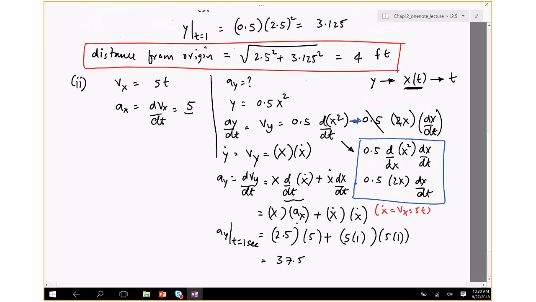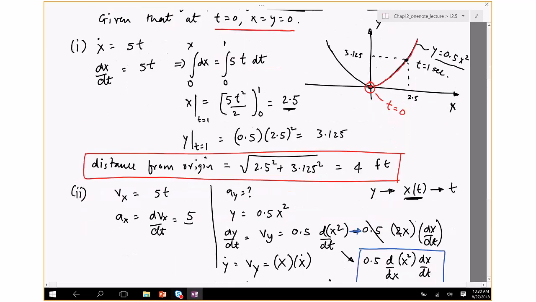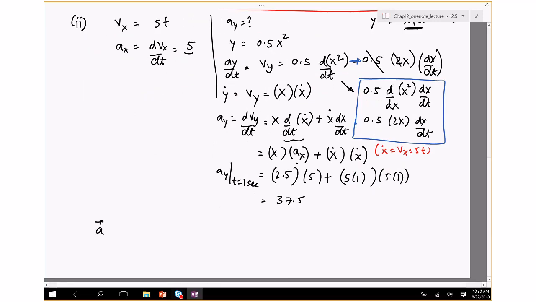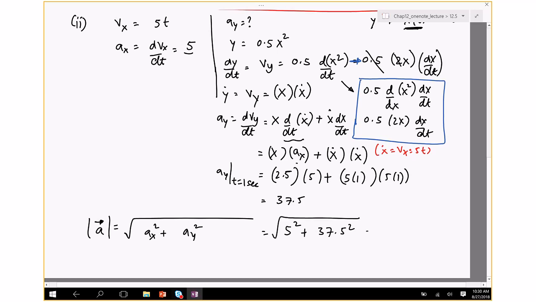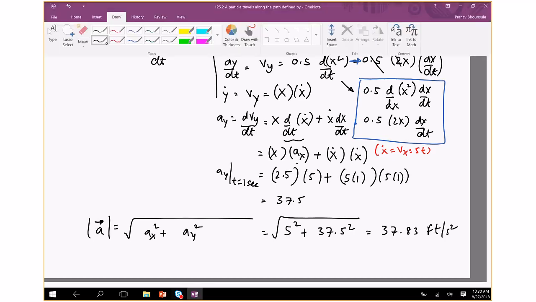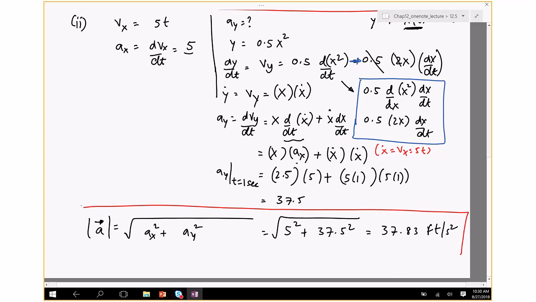Okay, so we were asked to find the magnitude of acceleration. So the last step is to find the magnitude, which is equal to the square root of ax square plus ay square, which is 5 square plus 37.5 square, 37.83 feet per second square. Okay, is that clear?